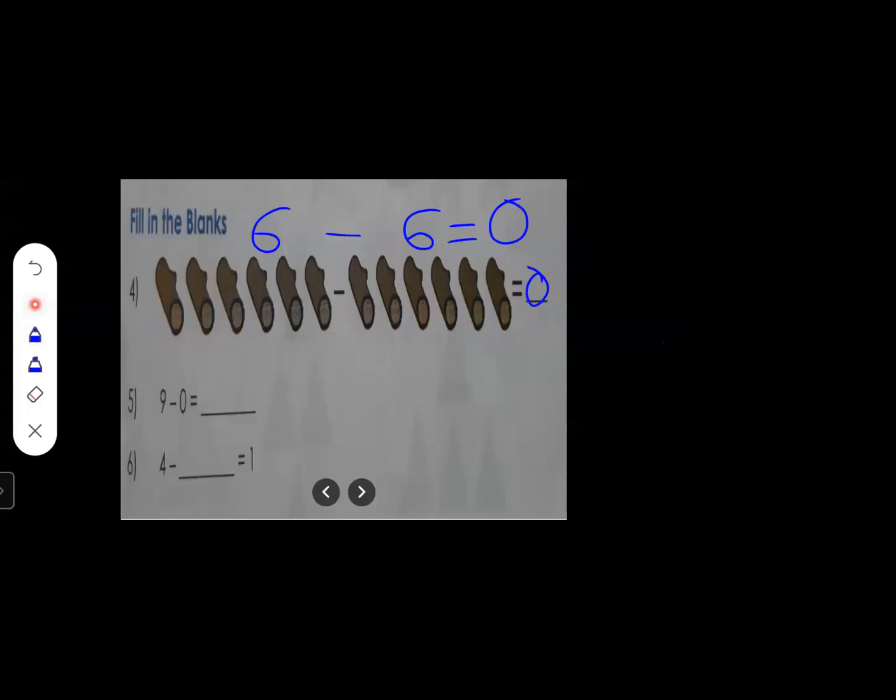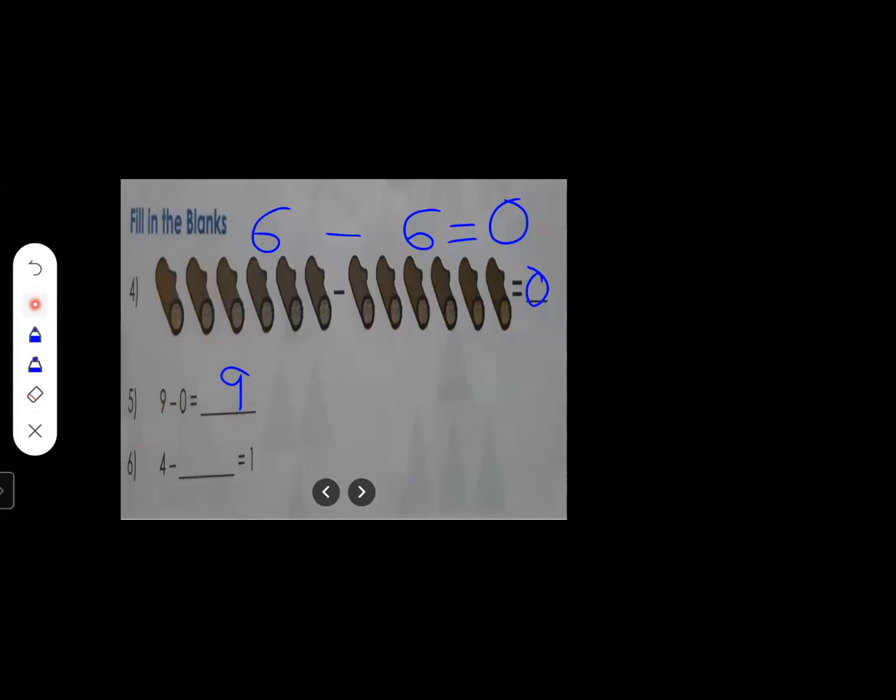Okay. Next one, 9 minus 0. What will we write as the answer? If you are adding some number with 0 or subtracting 0 from some number, what will be the answer? The same number will be the answer, right? So 9 minus 0 is equal to 9. So here we are going to write 9.